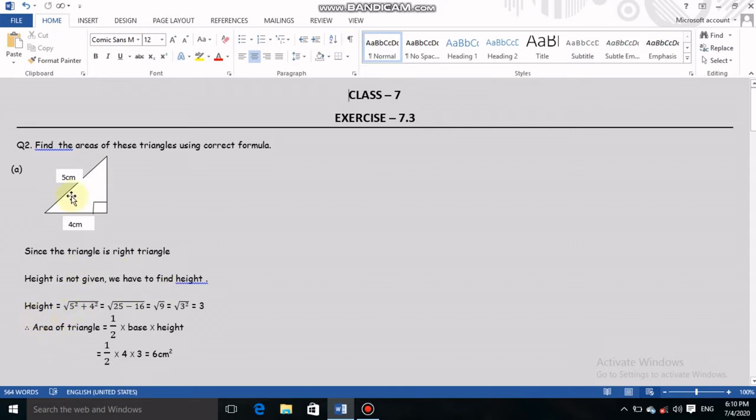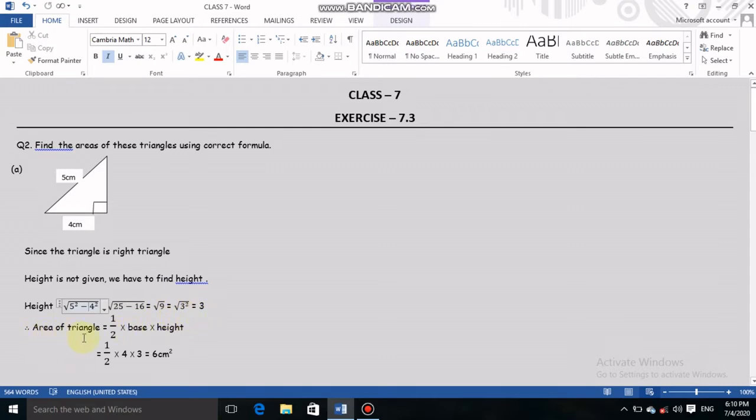Height is equal to the square root of hypotenuse square minus base square. It is minus: 5 square minus 4 square. It is not plus, it is minus. So 5 square minus 4 square is equal to 25 minus 16. So 25 minus 16 is 9. Root 9 is root 3 square. Root 3 square is 3.